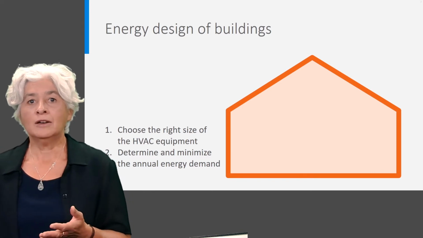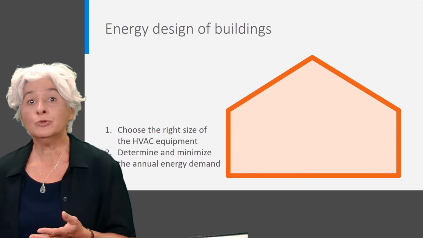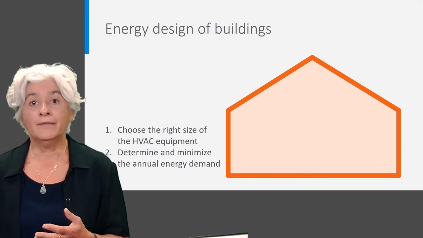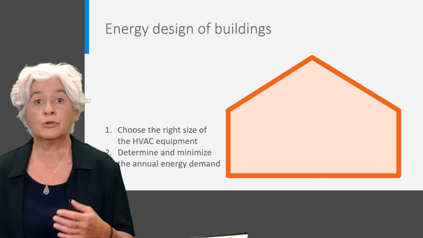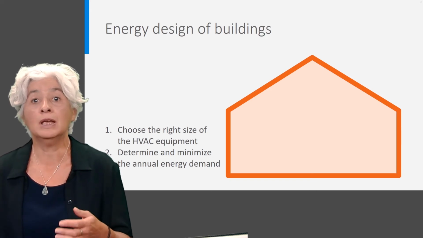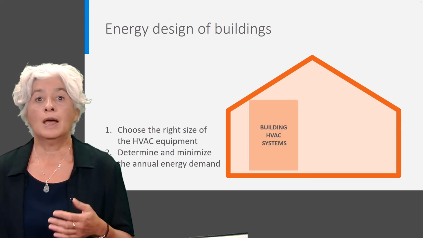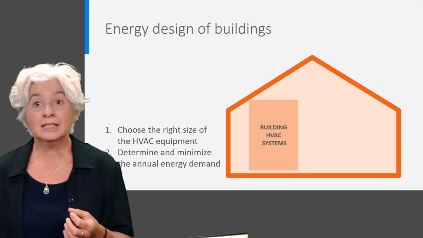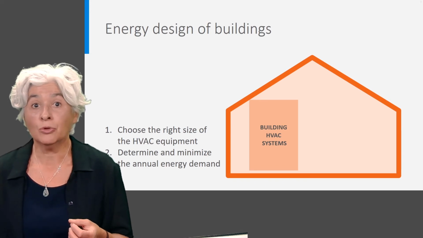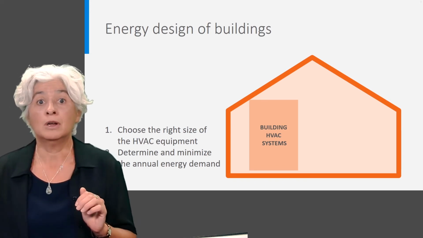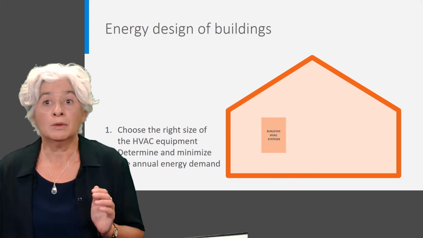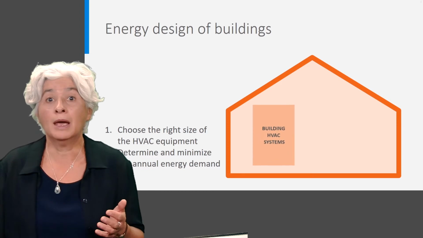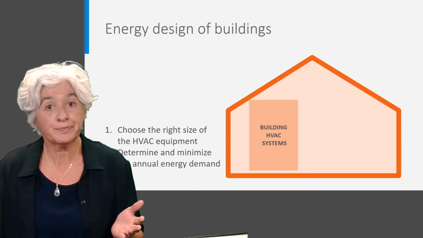When designing the energy systems of a building, there are two things we are really interested in. The first one is to be able to choose the right size of the heating and cooling equipment, what we call HVAC, heating, ventilation and air conditioning. By the right size, I mean, for instance, that you don't want to buy a too small boiler and then have an uncomfortably cold building in winter. But you also don't want to buy it too big, making high costs for nothing.